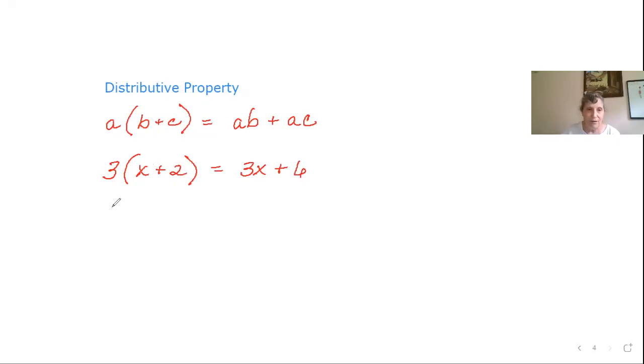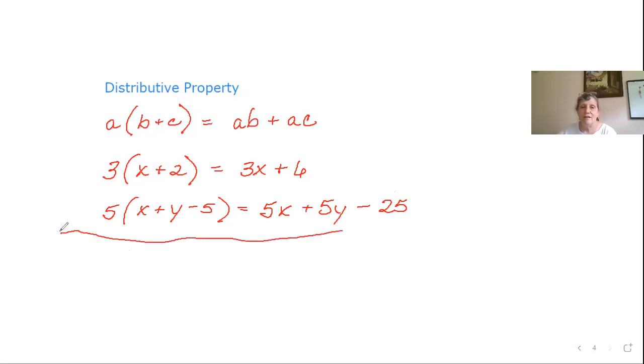Or if this is a difference, let's say we had 5 times x plus y minus 5. We can distribute that all the way across all three of these. It would be 5 times x plus 5 times y, and a positive times a negative would be a negative. 5 times 5 is 25.